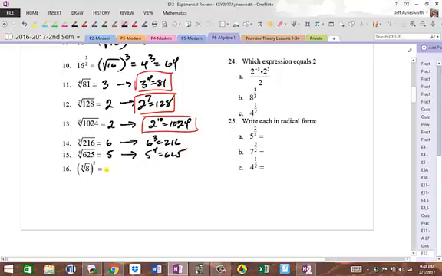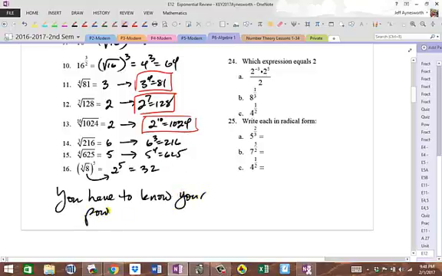On this one, this becomes 2. Cube root of 8 is 2. 2 to the 5th is 32. Okay, you have to know your powers. Okay, so do that. All right, so practice and develop your skill.